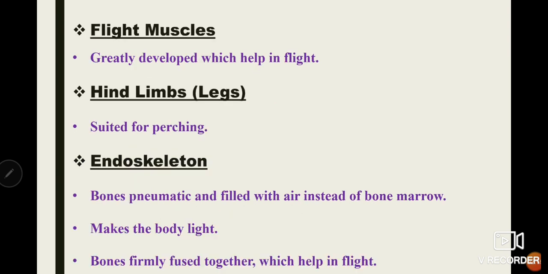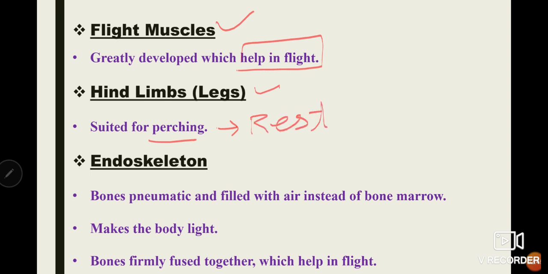Okay, now we can also see muscles in them. The flight muscles on the breast are greatly developed, which help them in flight. Their muscles are very well developed because they have to fly, so these flight muscles must be very well developed. After that, their hind limbs or legs. These hind limbs or legs are well suited for perching, meaning they can easily rest for a temporary time on a branch of a tree or anywhere they want to take rest. After that, we will see that they have adaptation in their endoskeleton also.